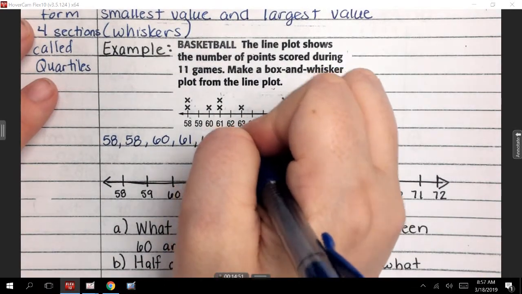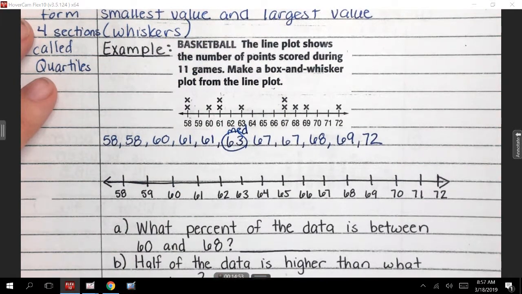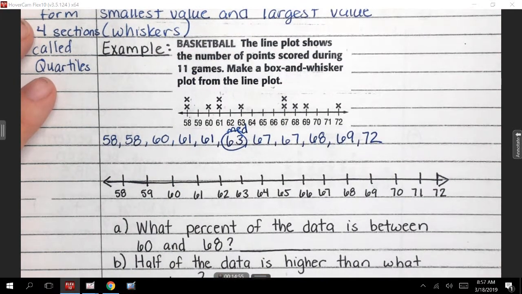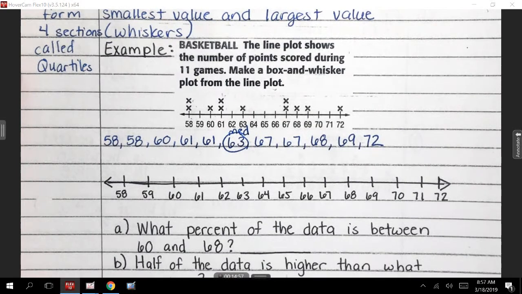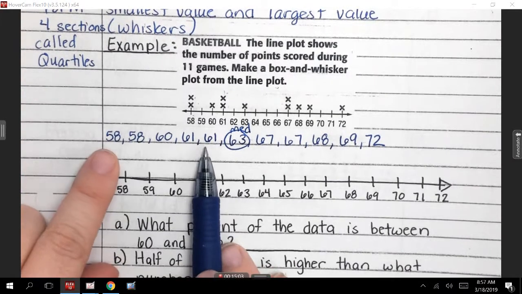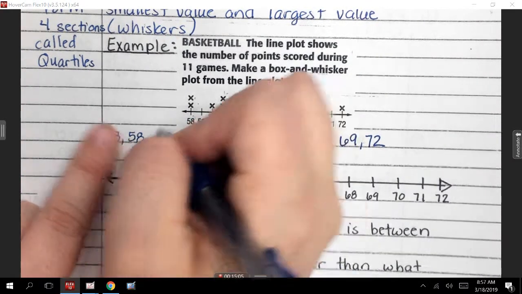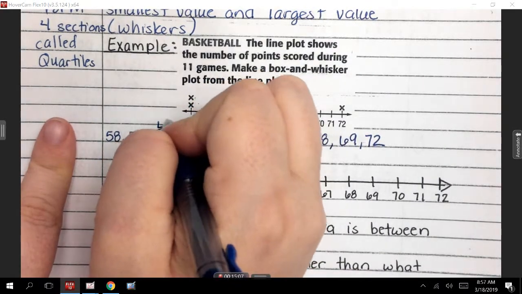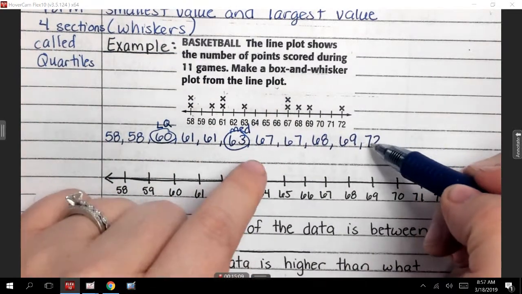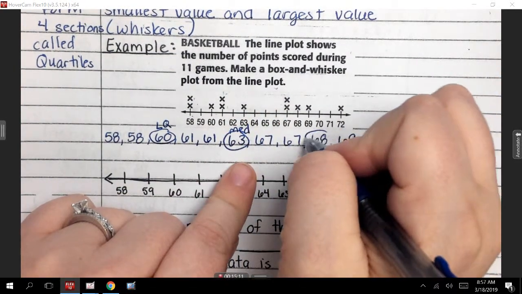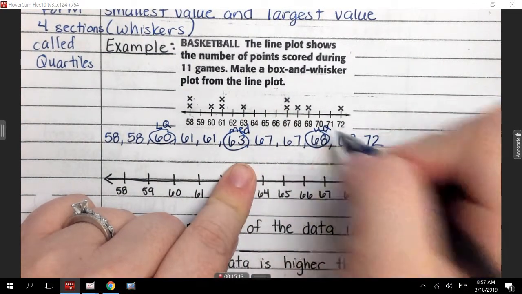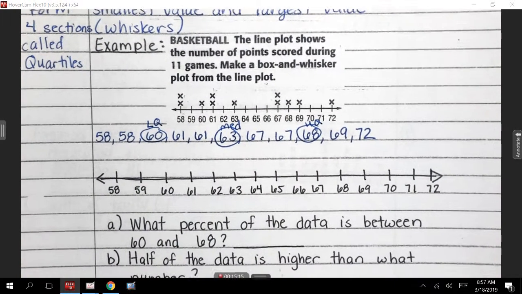And that is my median, M-E-D. Okay. All right, so let's go ahead and find the other ones that make the box. So the median makes the box. What else makes the box? The lower quartile. So on my lower quartile in the center I have 60. So there's my LQ. And then on the upper quartile, 68. So there's my UQ.